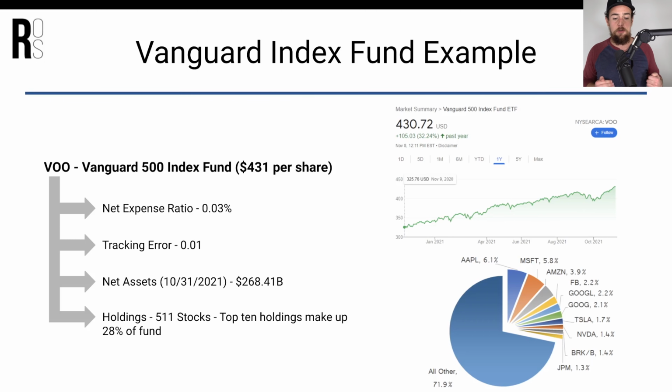Looking at the other criteria here, with the Vanguard Index Fund example here for VOO, the expense ratio comes in at 0.03%, which is extremely low. The tracking error is just 0.01, which means it follows the underlying index, the S&P 500, very closely. Net assets comes in at $268 billion, and then the holdings amount for 511 individual different stocks, and the top 10 holdings alone make up 28% of the fund.